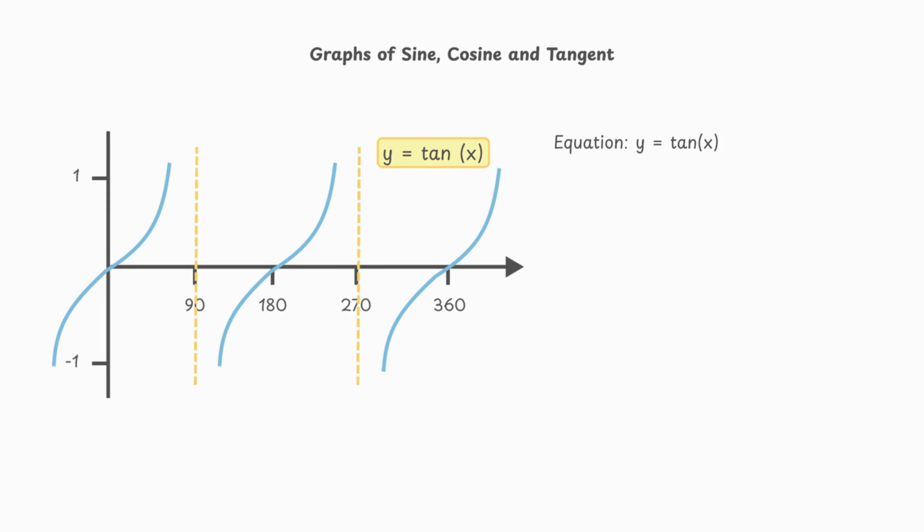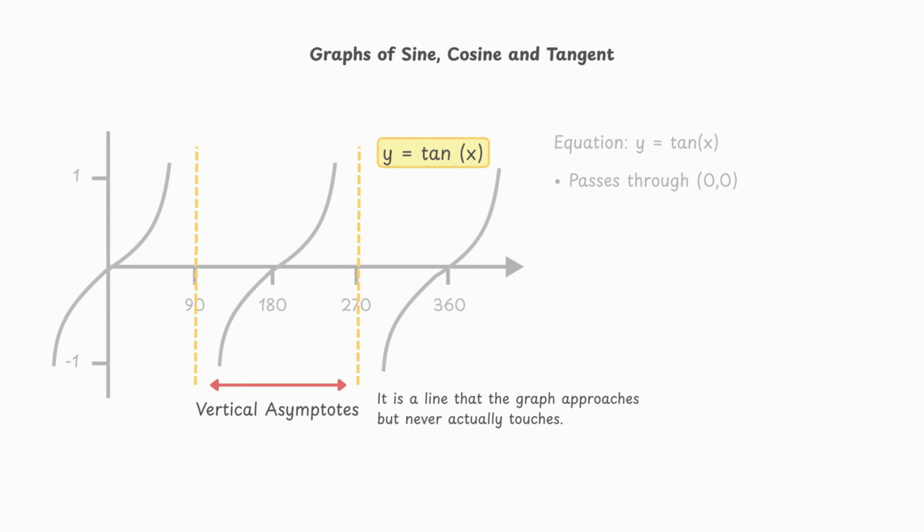Now let's begin with an important point. The graph passes through the origin, which is 0, 0. So when x is 0, the value of y is also 0. Now as x increases from 0, the graph rises. It increases slowly at first, and then more and more steeply. Eventually, the graph shoots upwards very sharply, but it never actually touches a certain vertical line.